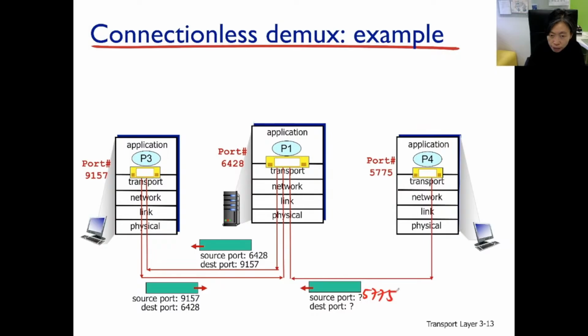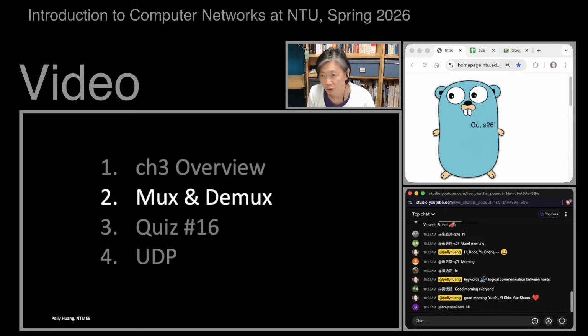And destination? The server's port number. And it's probably not hard. The returning messages back to P4, source being 642A, essentially the reverse of these two port numbers. All right, so that's connectionless DMUX.